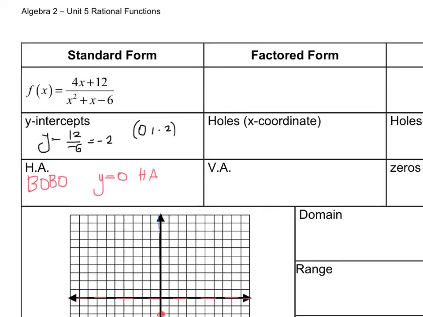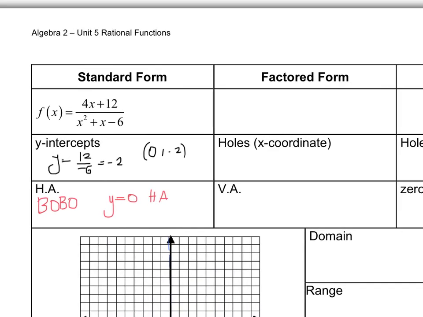Now I have to change the standard to a factored form. I have to factor the top and the bottom. If you look at the top, there's a 4 in common, so I'm going to take 4 on the outside, and then what's going to be left is x plus 3. Now if you look on the bottom, you need two numbers that would multiply to give me -6 and would add to give me 1. And the two numbers are 3 and -2. So then the two factors are x plus 3 and x minus 2.